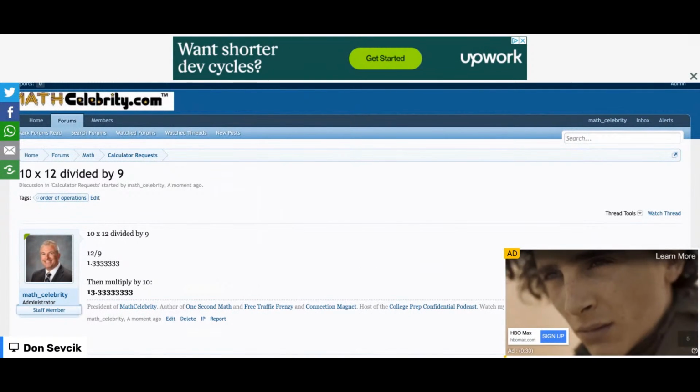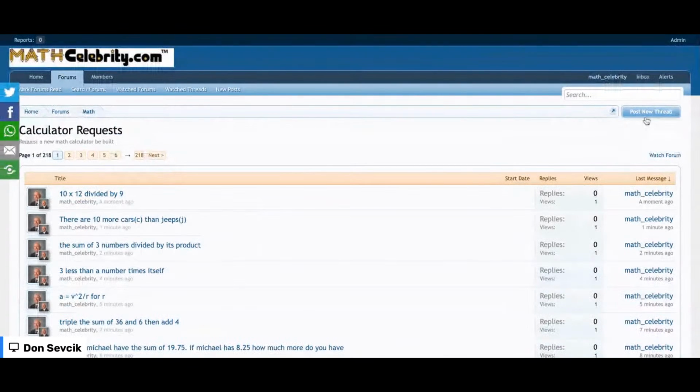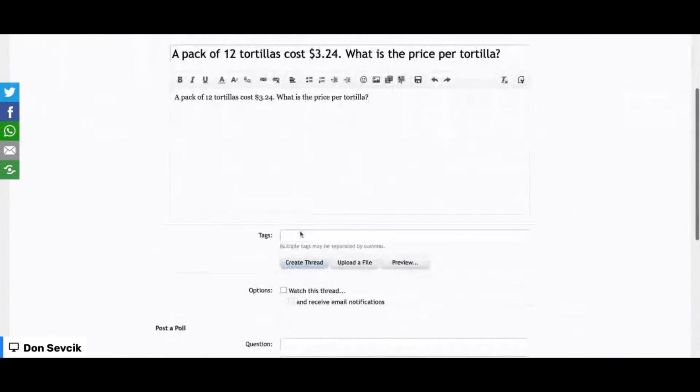Here's a unit cost one. Come across these almost every day. A pack of 12 tortillas costs $3.24. Price per tortilla is? Price per tortilla equals total cost divided by total tortillas.